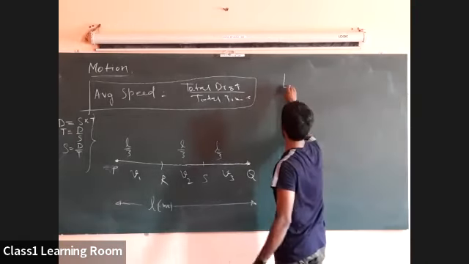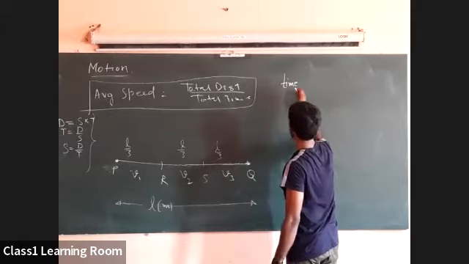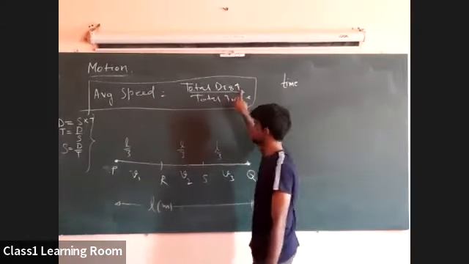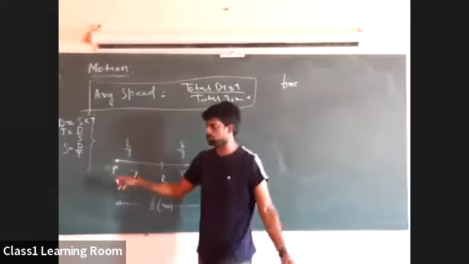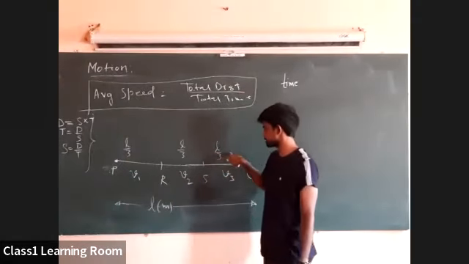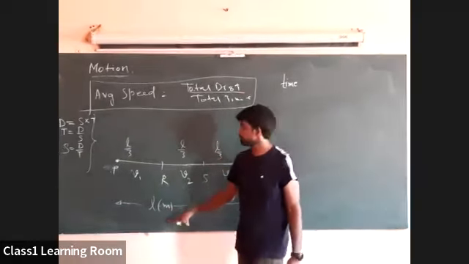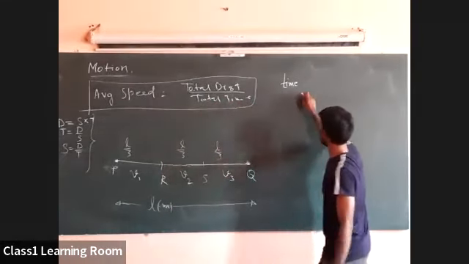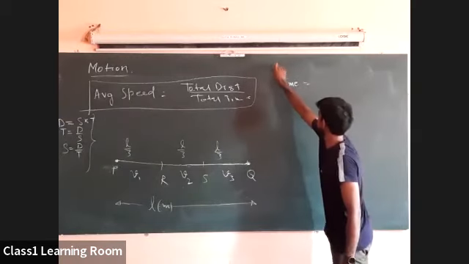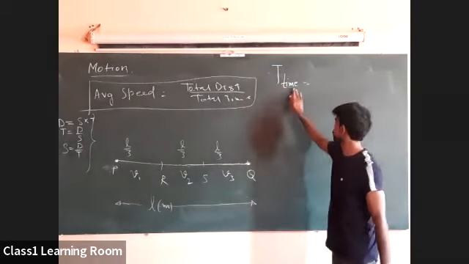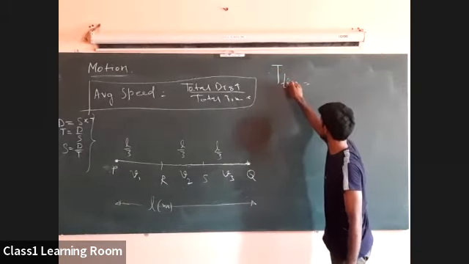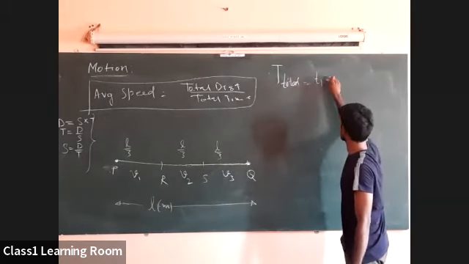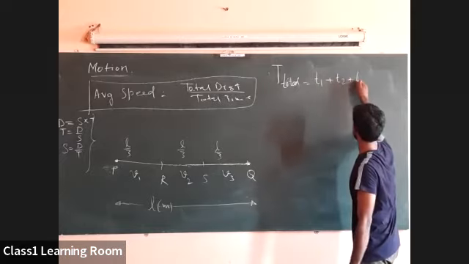What was the time taken? See, average speed we need to find out. So average speed is what? Total distance. We already know the total distance: L by 3 plus L by 3 plus L by 3, that is L. But what is the total time? We need to find that, right? Total time will be equal to T1 plus T2 plus T3.